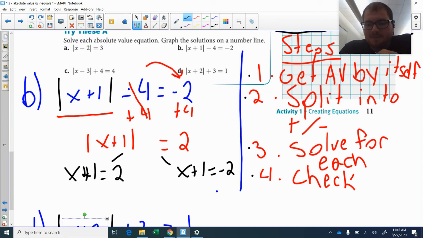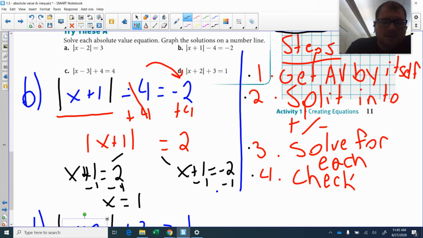From there, I move on to step 3, which is just solve for each. I'm going to just subtract 1 from each side. This would be x equals 1, since 2 minus 1 is just 1. And then same thing, I have to subtract 1 from each side. X equals, and once again, bring back our algebraic skills. If I have a -2 and I'm subtracting 1, I'm moving backwards even more. It's like saying you owed $2 and now you owe another $1. That's going to be -3.